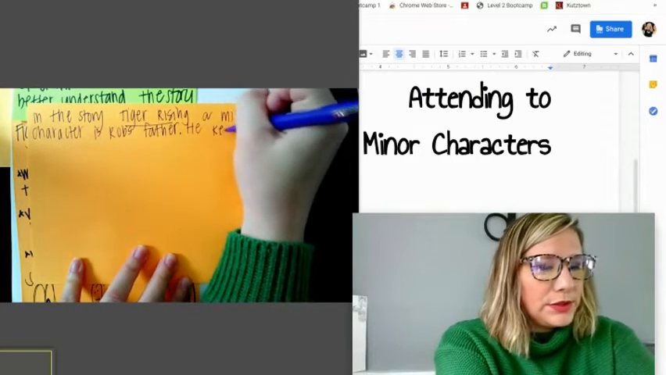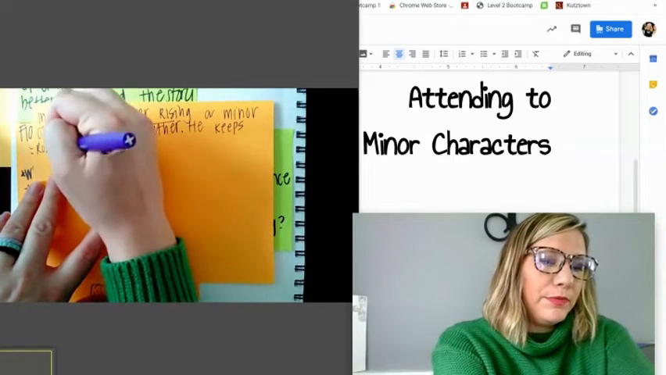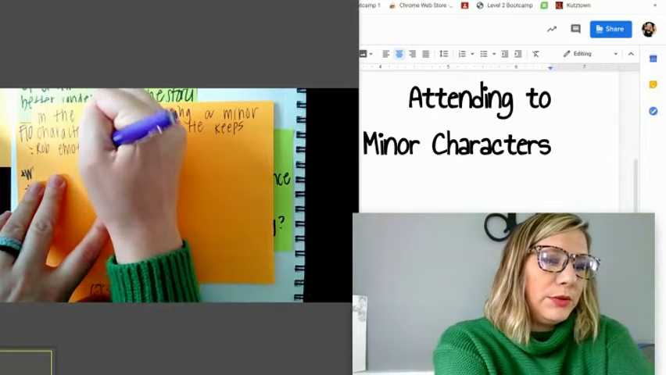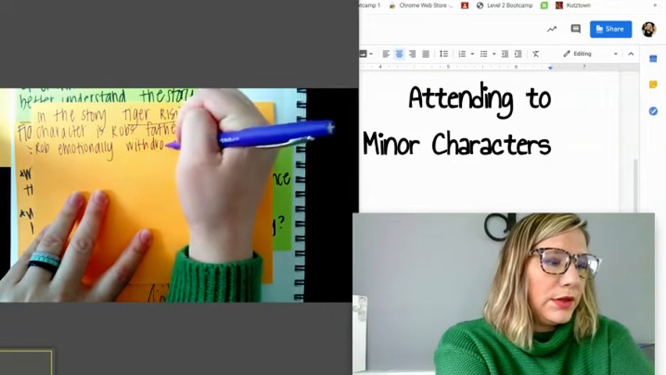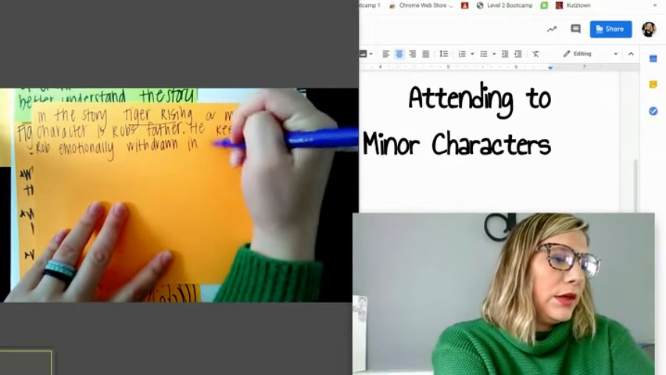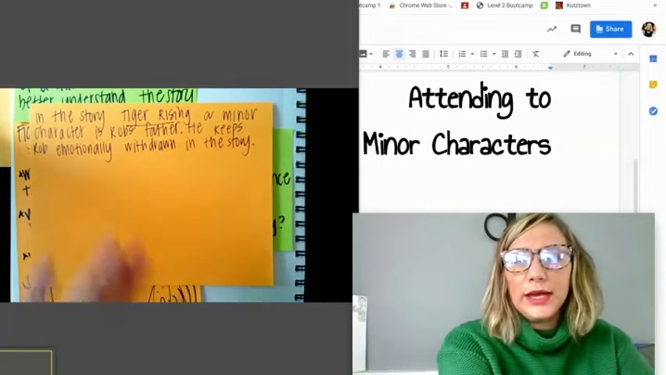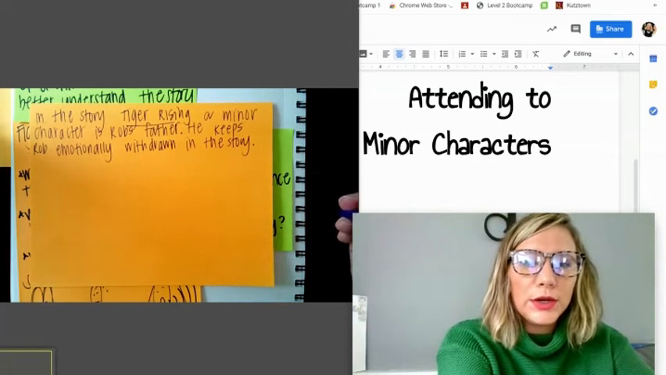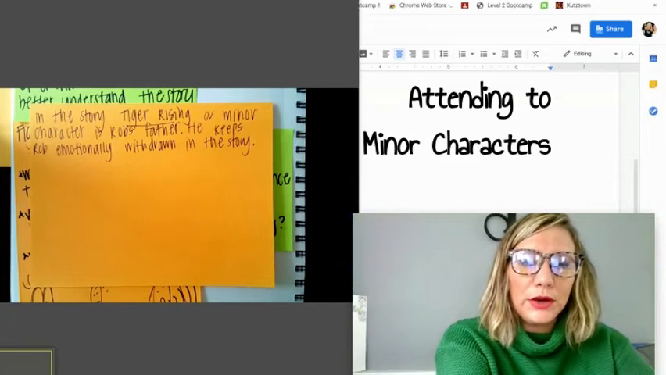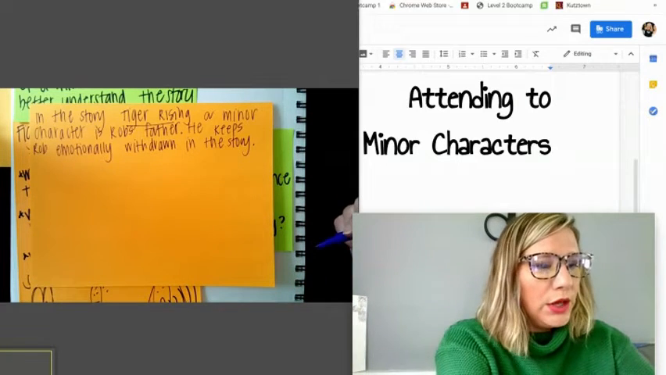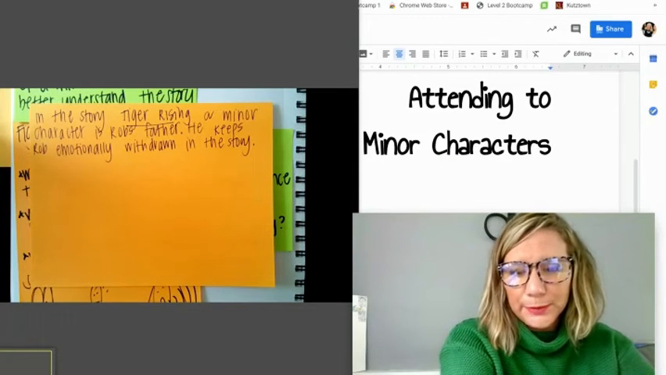He keeps Rob emotionally withdrawn in the story. We talk about that Rob has lack of emotion throughout the story. So I'm using Rob's father, this minor character, to support that notion. So Rob is emotionally withdrawn because of his father is essentially what I'm saying.